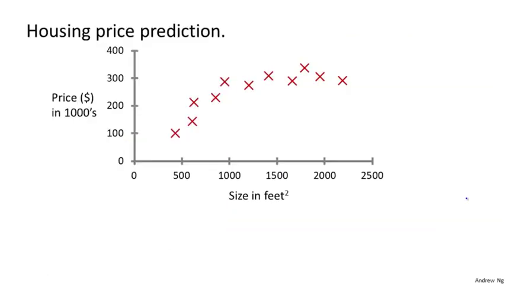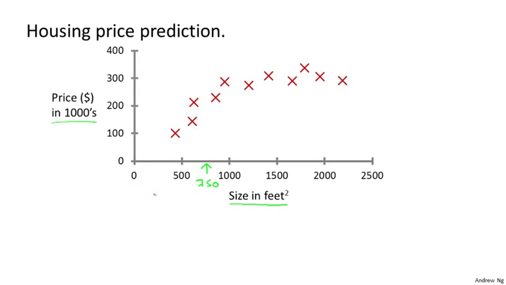A while back, a student collected data sets from the city of Portland, Oregon, and let's say you plot the data set and it looks like this. Here on the horizontal axis is the size of different houses in square feet, and on the vertical axis, the prices of different houses in thousands of dollars. So, given this data, let's say you have a friend who owns a house that is, say, 750 square feet, and they're hoping to sell the house, and they want to know how much they can get for the house. So, how can a learning algorithm help you?